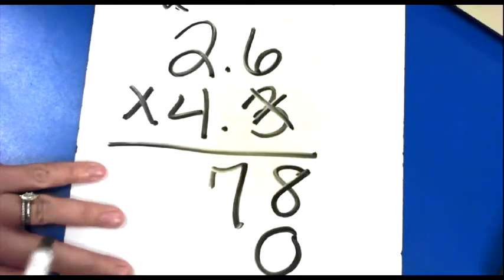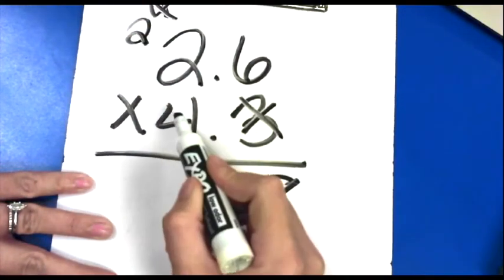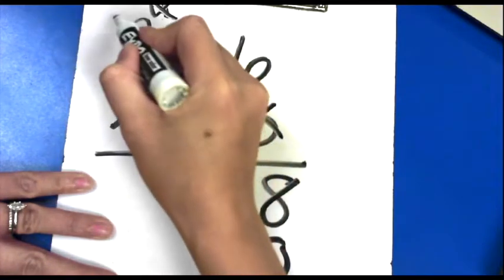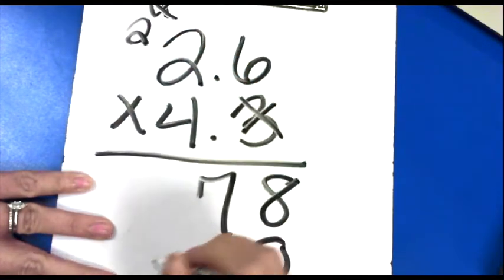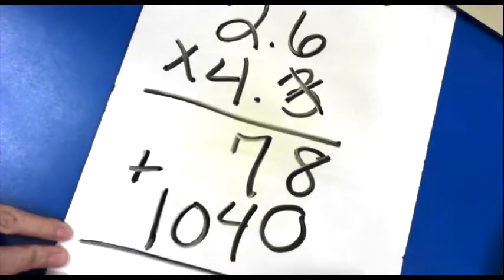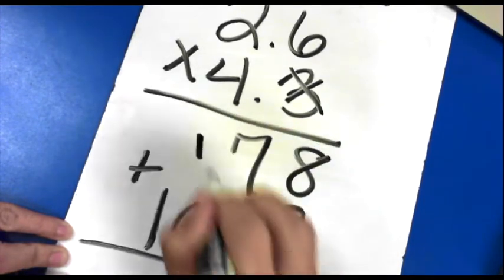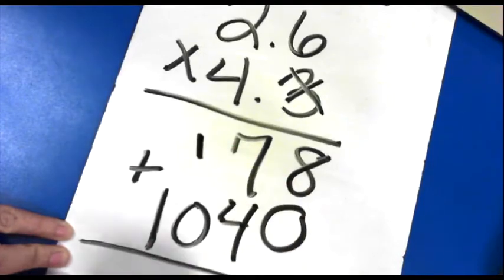4 times 6 is 24. Regroup my 2 and put my 4 below. Then 4 times 2 is 8, plus 2, 8, 9, 10. Next, I add my partial products. 8 plus 0 is 8. 7, 8, 9, 10, 11. Carry my 1. 1 plus 0 is 1. And then I have a 1.